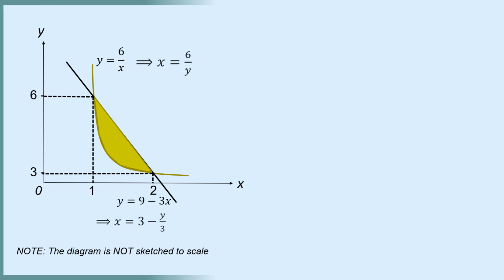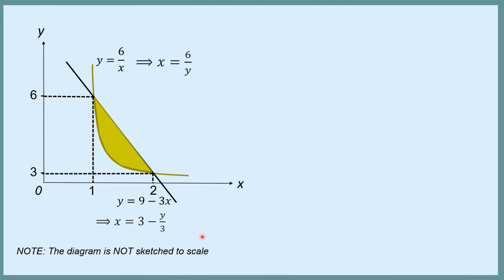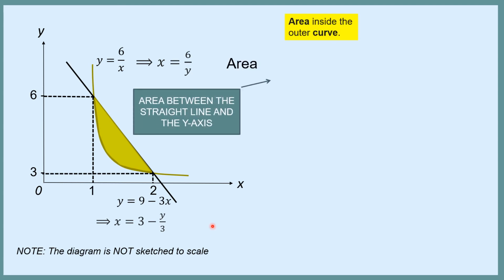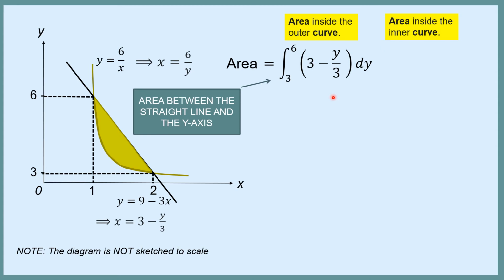We can also integrate the function x equals 3 minus y over 3 to find the area inside the outer curve, which is the integral of the function 3 minus y over 3 with respect to y from y equal 3 to y equal 6, minus the area inside the inner curve, which is the integral of the function 6 over y with respect to y from y equal 3 to y equal 6.